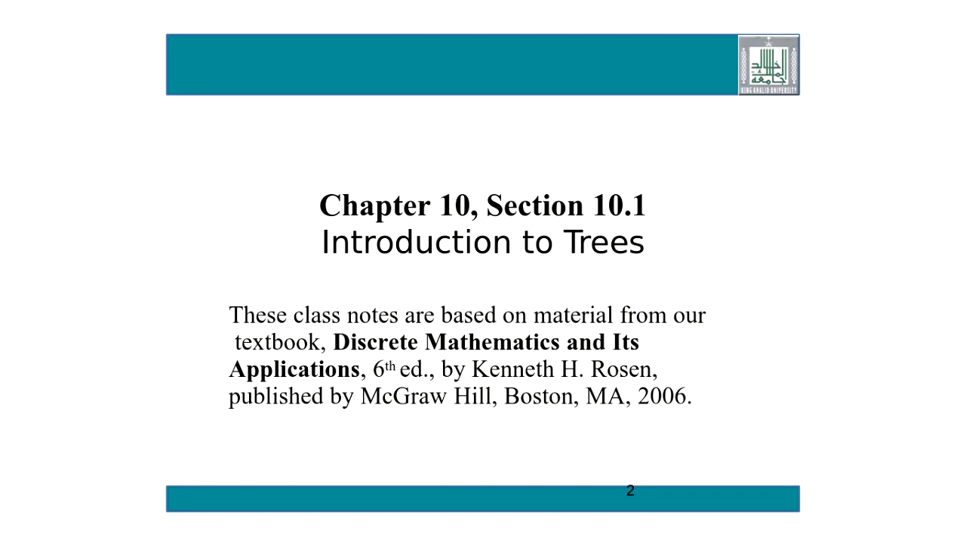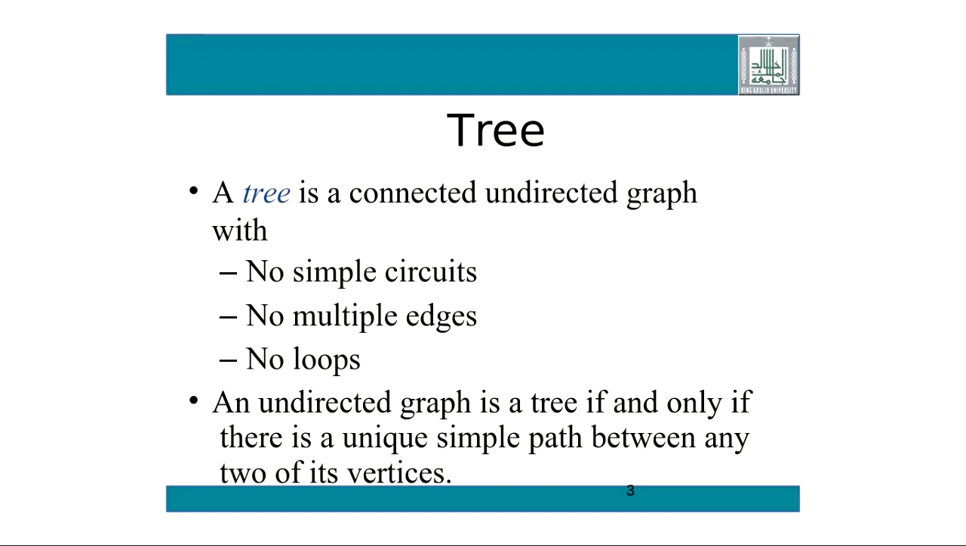Today I will finish this introduction to trees, chapter 10, section 10.1. First, we have to discuss what a tree is. Normally, a tree is a connected undirected graph. Connected undirected graph means there are no directions for the tree.